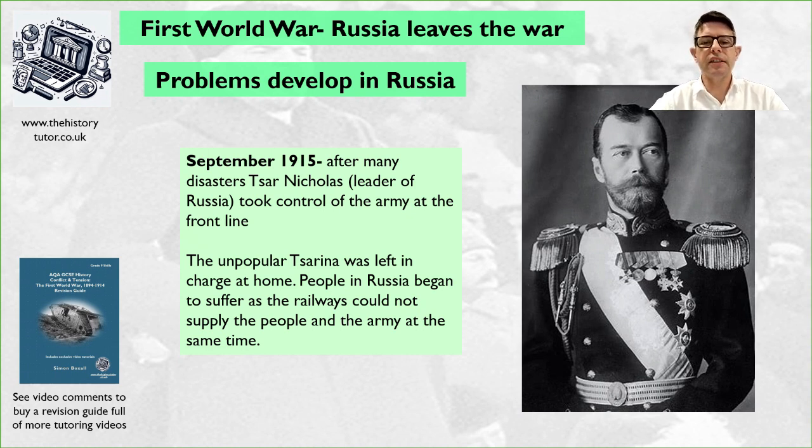The people in Russia began to suffer as the railways could not supply the food to the towns and also to the army at the same time. People at home were suffering lack of food and long queues. We also start to get the story of Rasputin, of course, that he is taking over the court and running things with the German Tsarina.